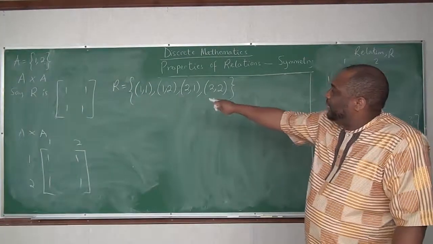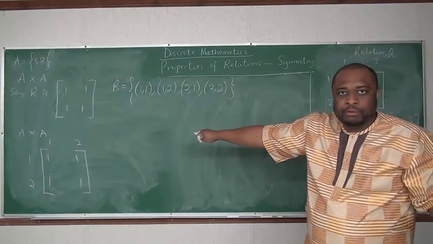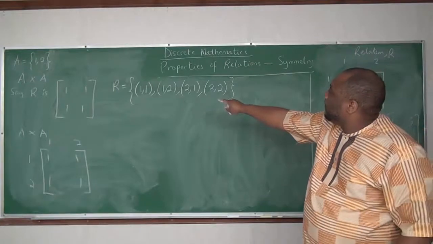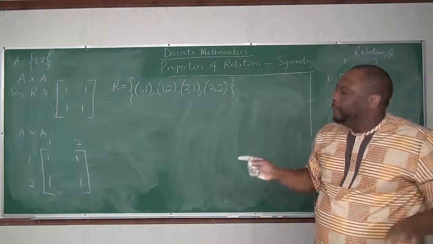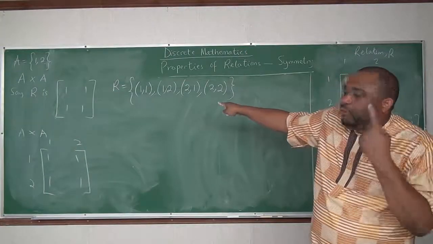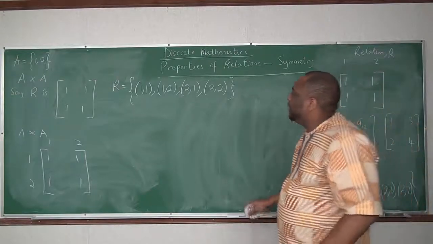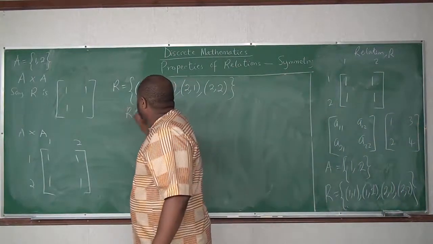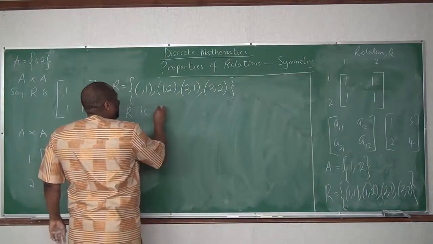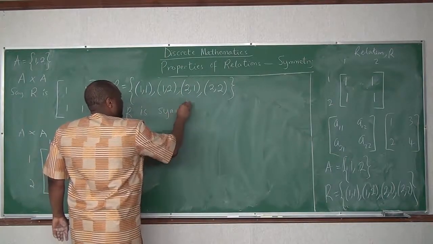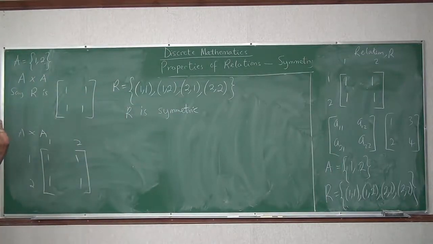As you can see from the examples we've done all along, for 1, 1 and 2, 2, we are good anyway. But for 1, 2, you still have 2, 1. Therefore, arrow is reflexive, I'm sorry, arrow is symmetric.